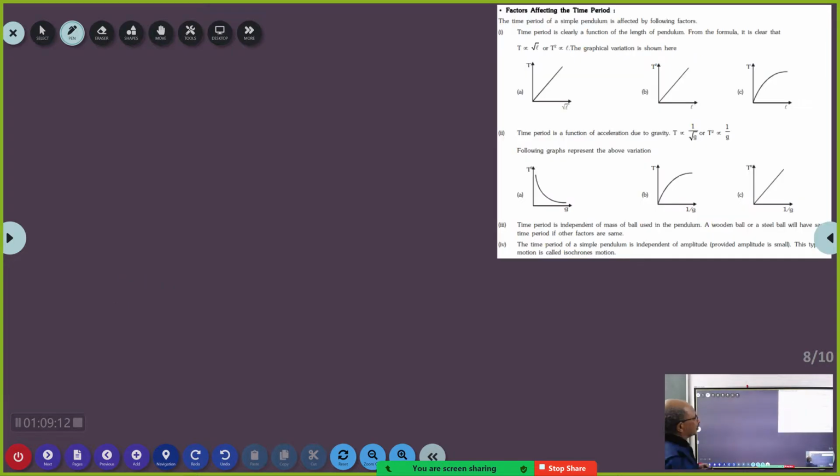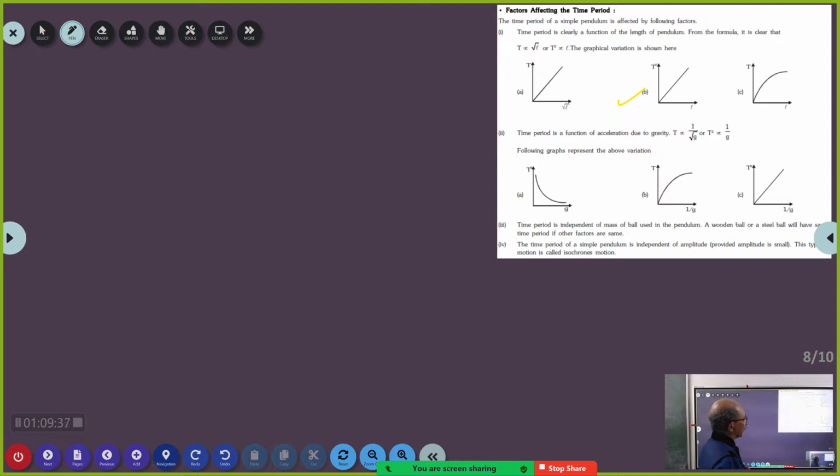Graphs. The time period of a simple pendulum is affected by the following factors. So T square versus L. This is very important. You see here the graph, which is correct here? T is proportional to this, wrong. T square is proportional to L. This is the right graph. Correct?